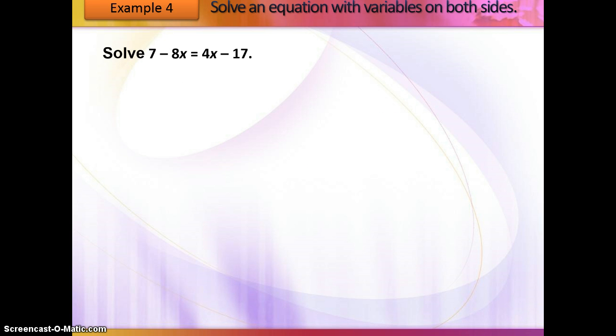This next example asks us to solve an equation with variables on both sides of the equation. So I'm given 7 minus 8x equals 4x minus 17. Looking at our equation, we want to combine like terms, but they're on opposite sides of the equation. So what I'm going to do is add 8x to both sides of the equation.